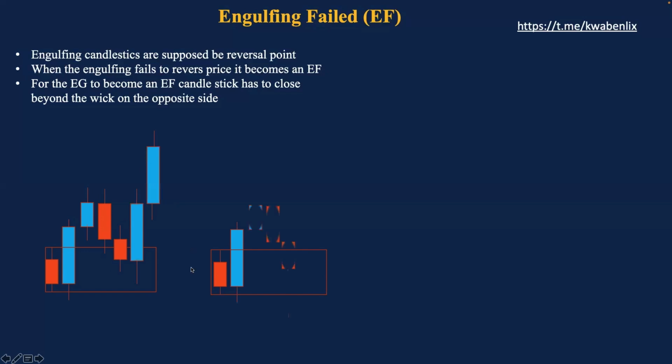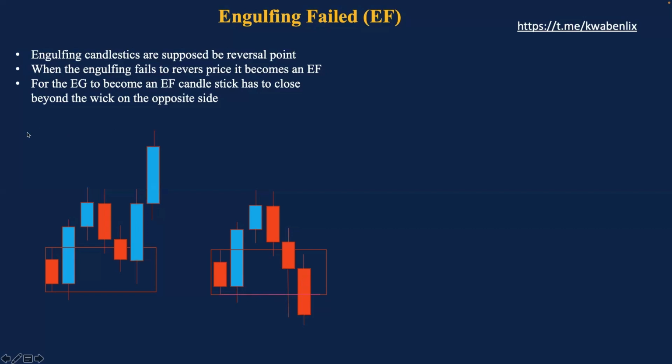Now, in the second scenario, price came and then closed below. The point is that it closed below this wick. So if you didn't have a close below the wick, it is not an engulfing fail. For instance, when this one rejected, this is still a rejection. But when you close below, then this engulfing has failed. So this becomes an engulfing fail.